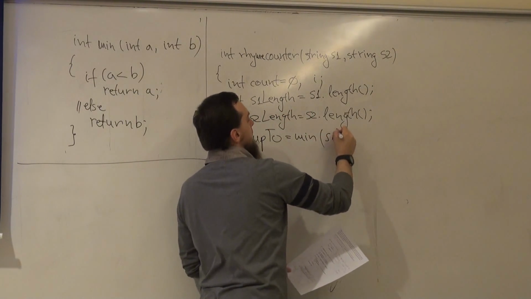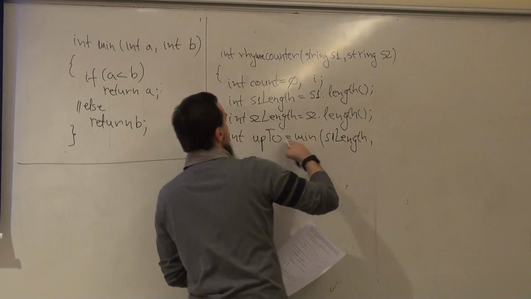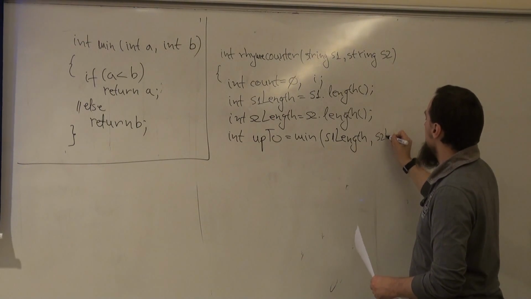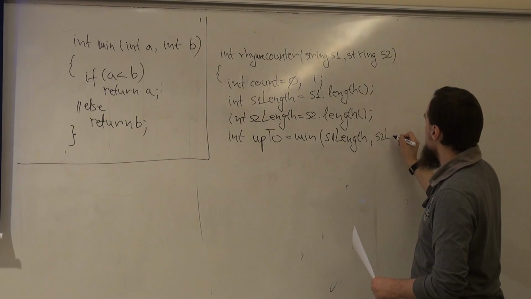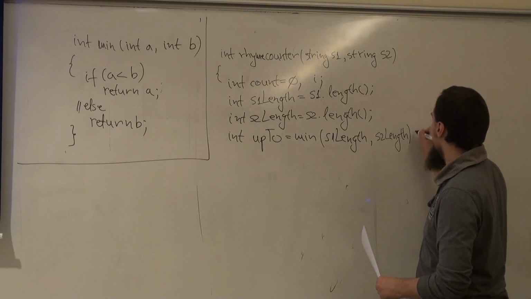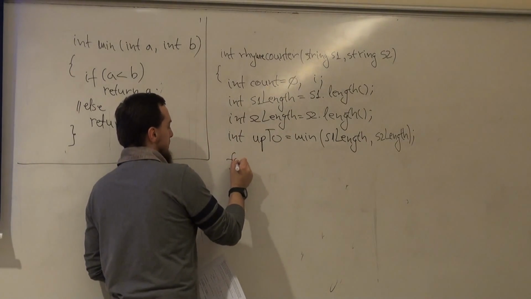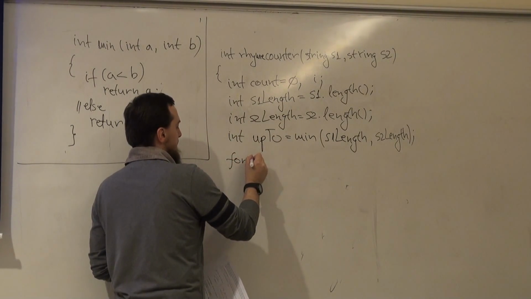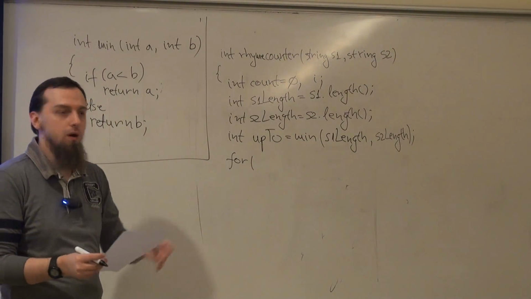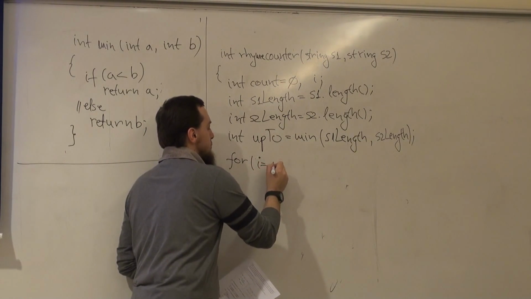So what's the name of the length of the first string? It's S1 length. I'm writing it here. The name of the length of the second string is S2 length. Okay. And this is the for loop, the most important part of the program. So for, initially, what's the value of I? You remember, 1. We started from 1. I is equal to 1.